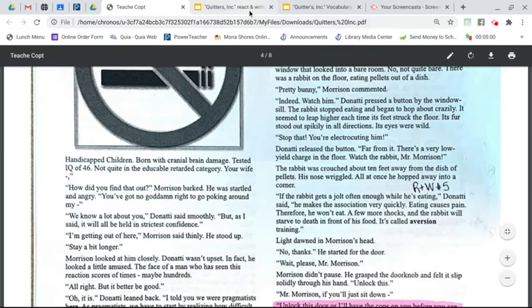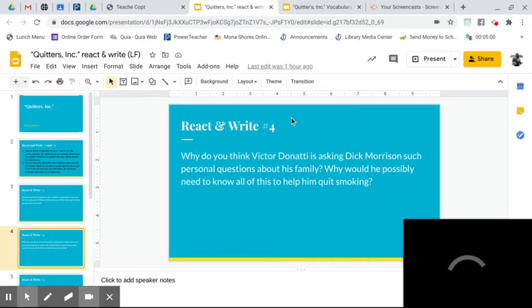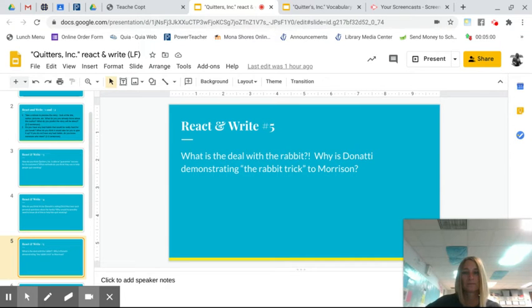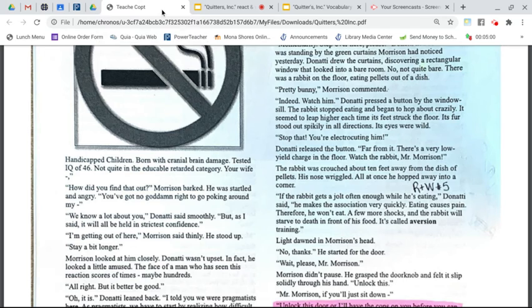React and write question number 5. What is the deal with the rabbit? Why is Donati demonstrating the rabbit trick to Morrison? What do you think? Think about just the whole story so far, how twisted it might be. What do you think that rabbit room is for? Okay, so take a few minutes, pause the video, and I'll continue.